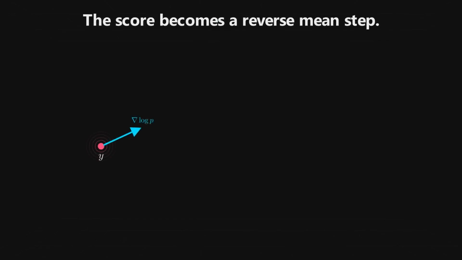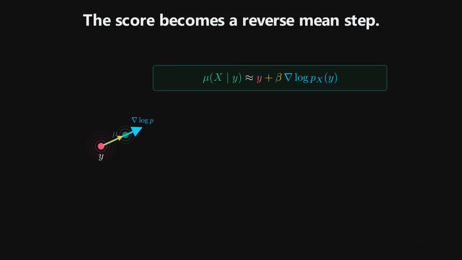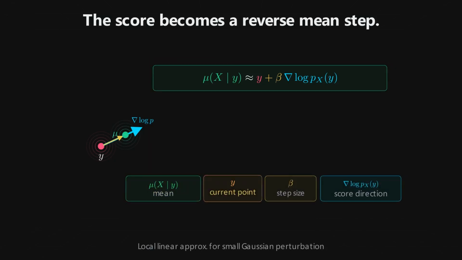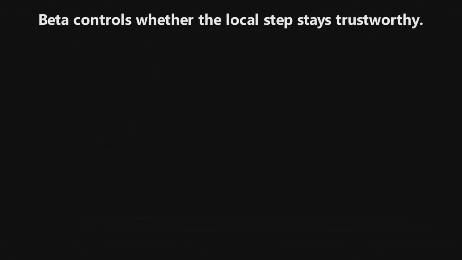And in that small neighborhood, the theorem gives us a beautiful approximation. Mu of x given y is approximately y plus beta times nabla log p_x of y. Let us unpack this. Mu of x given y is the conditional mean, the average previous state that could have produced the noisy point y. The formula says, start at the current point y. Look at the score direction. Take a small step in that direction. The result approximates the backward mean.